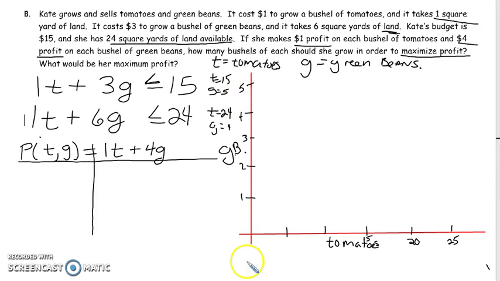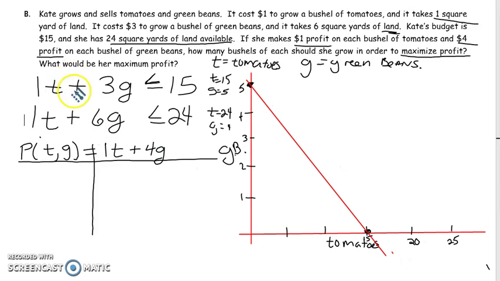And then there's my green bean intercepts. Now I'm going to actually graph them. Tomato intercept, we said, was 15. Green bean was 5. Here we go. 15, 5. Get your straight edge out. You may want to use a nice long ruler for this one since your graphs might be pretty big.